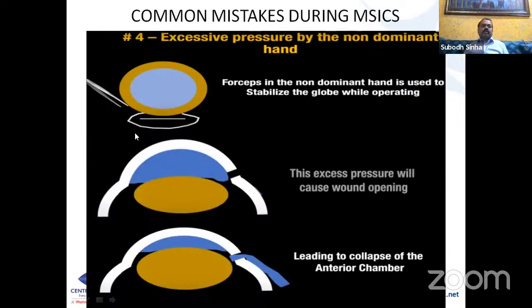While making this corneoscleral tunnel, you should not apply too much force with your dominant hand. That may lead to collapse of the anterior chamber at the time of making the internal incision.